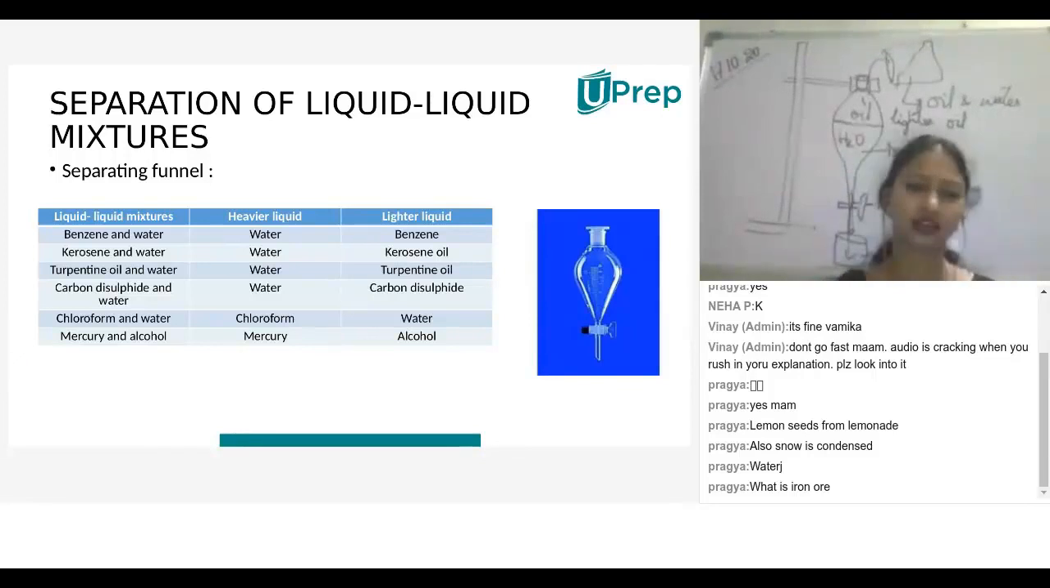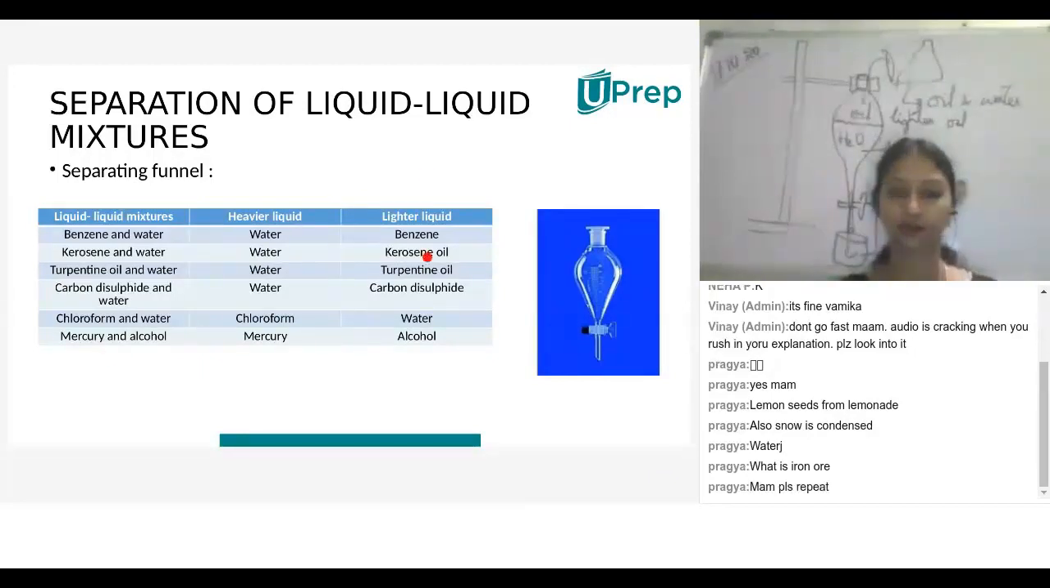Iron ore is a raw iron present under the earth crust. The ore consists of impurities and a large amount of iron, like a rock inside the earth crust. Okay, very good, Pragya. Have you got it, Pragya? Got the answer, or shall I say once again? Ma'am, yeah, I got the answer.